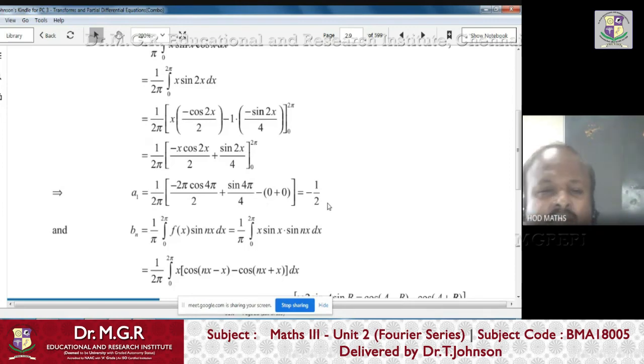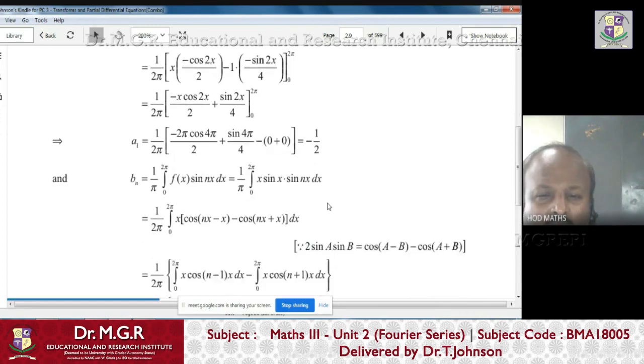So from this we understand how to find the coefficients, that is a0 and an. The same thing is for bn also. Only one change is, in place of cos nx, sin nx will come.